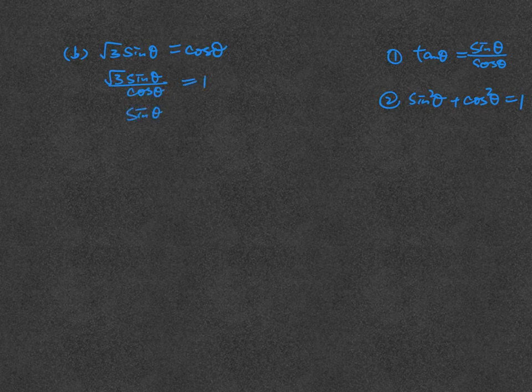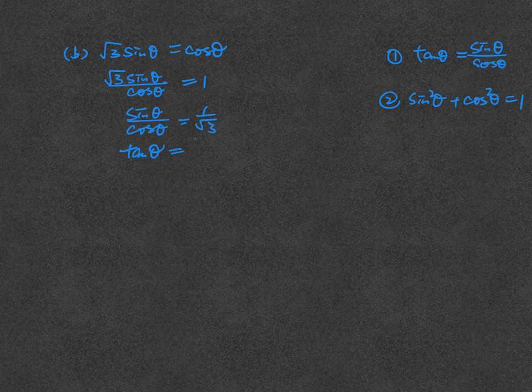Removing square root 3, you have sine theta over cosine theta is 1 over root 3. That's why you have tangent theta is 1 over root 3. So the main trick of the question would be don't keep your sine and cosine together, but find some ways to merge them. For example, now we merge it into tangent theta.